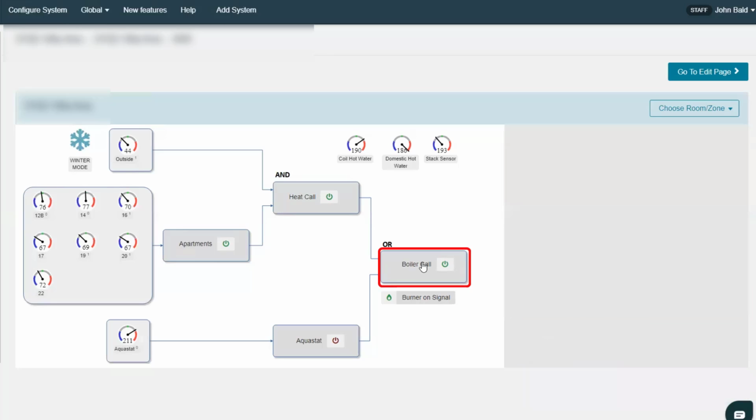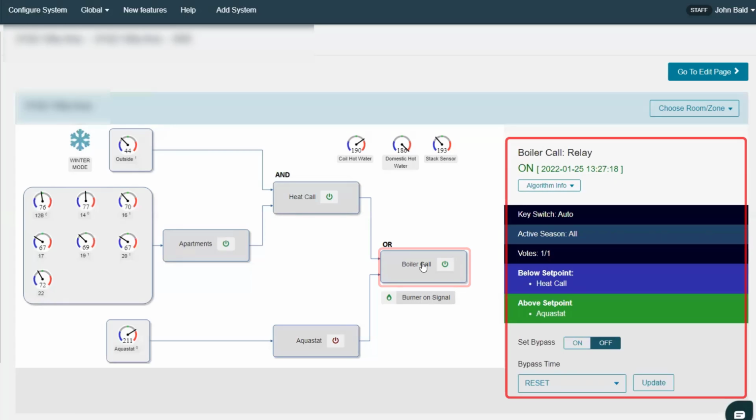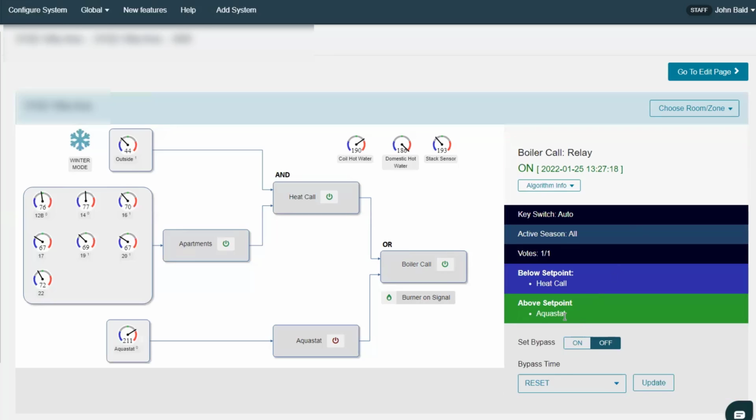Then the boiler call checks the heat call. And all the boiler needs is one vote to fire, whether it's the heat call or the aquastat. The aquastat's just for controlling the temperature of the water in the boiler. So if the heat call is firing, your boiler will fire. If the aquastat's firing, your boiler will fire. If both of them are firing, your boiler will fire. If neither of them are calling, your boiler will not fire unless instructed by you with a bypass.